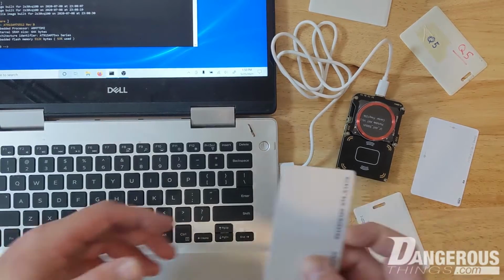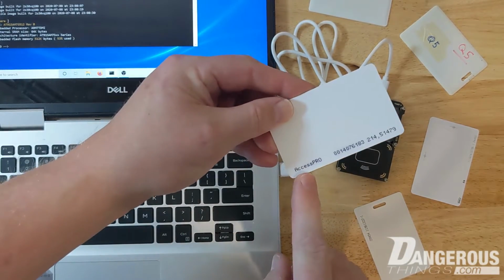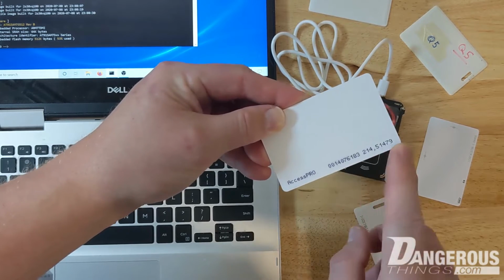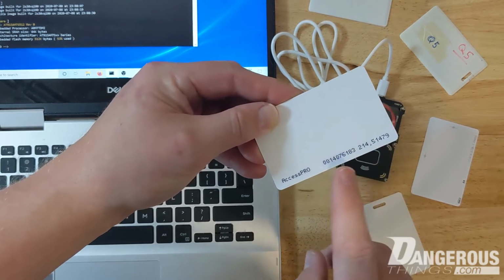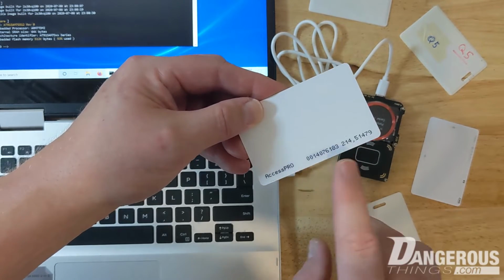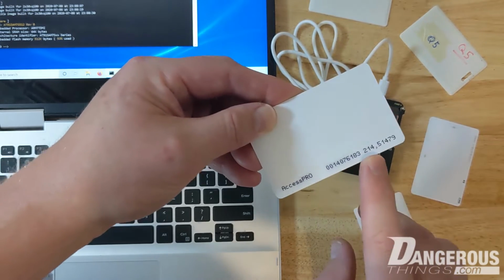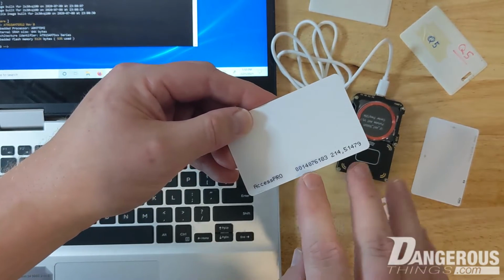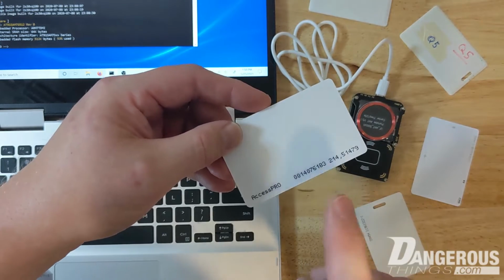So we're going to take a look at this one first. This is an Access Pro, and you can see that it has some decimal data printed on the card. And this is typically what would be used to be typed into the access control system. But this is just a type of representation of the data in the card. The data is not stored decimally in the card.